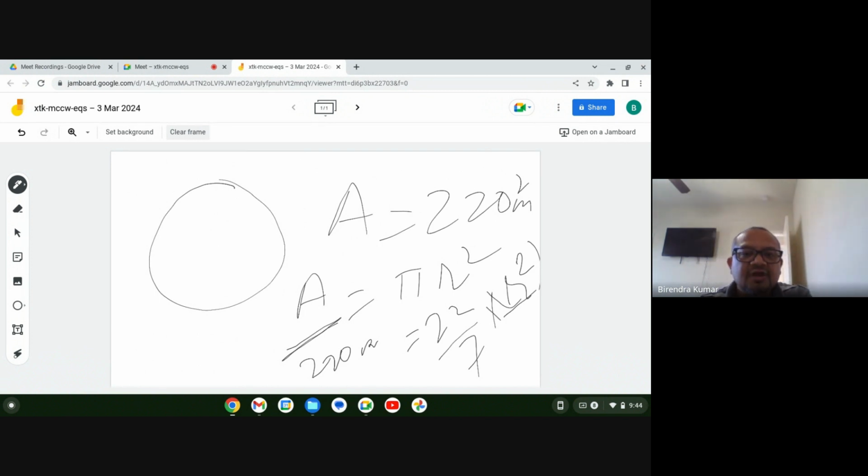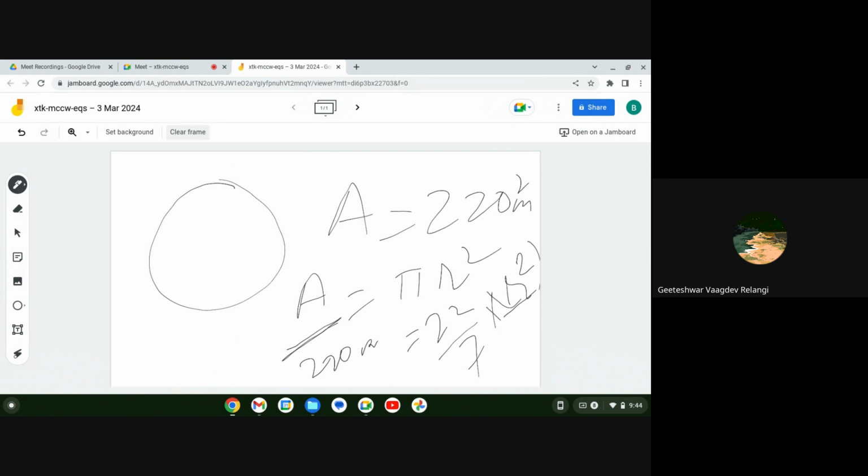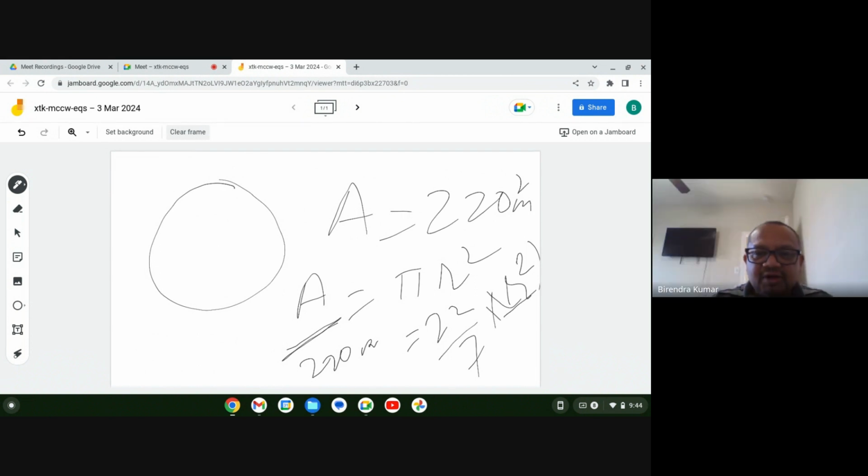For now, I know small numbers, like 64, 36. So basically, what I'm trying to say here is you need to know the radius, and then you should be able to derive the area of a circle. And the formula is very simple: pi r square.